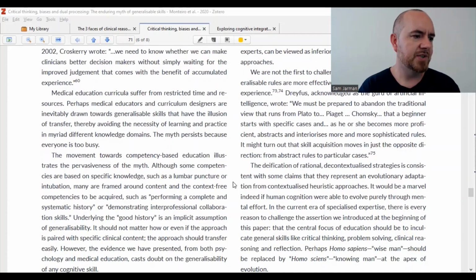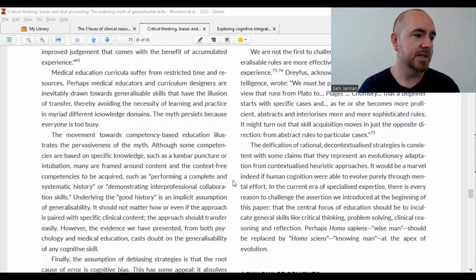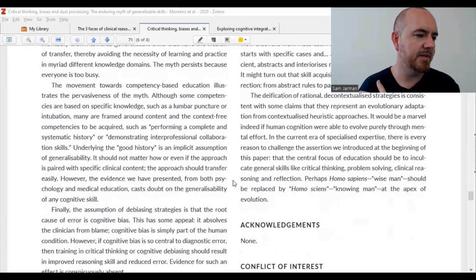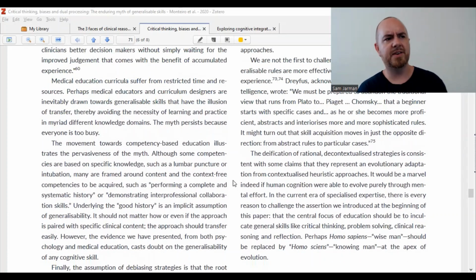The deification of rational decontextualized strategies is consistent with some claims that they represent an evolutionary adaptation from contextualized heuristic approaches. It would be a marvel indeed if human cognition were able to evolve purely through mental effort. In the current era of specialized expertise, there's every reason to challenge the assertion we introduced at the beginning of this paper that the central focus of education should be to inculcate general skills like critical thinking, problem solving, clinical reasoning, and reflection. Perhaps Homo sapiens, wise man, should be replaced by Homo science, knowing man at the apex of evolution." That's a little editorialization.